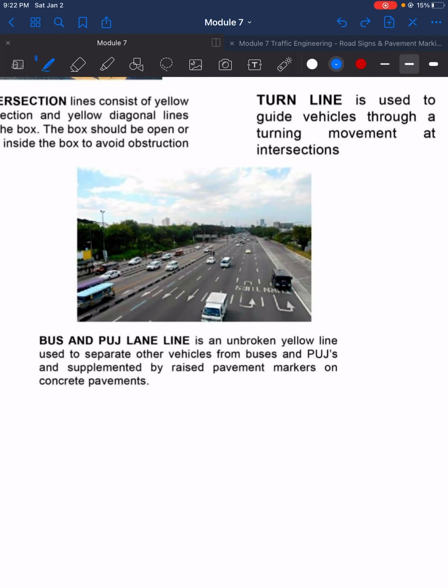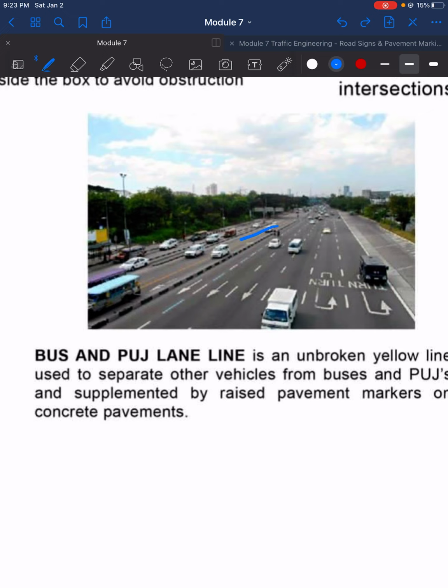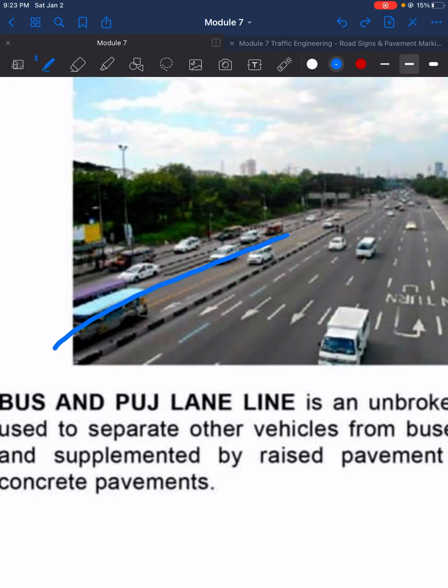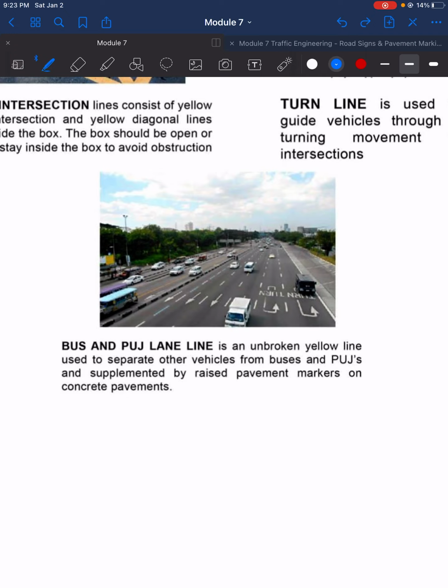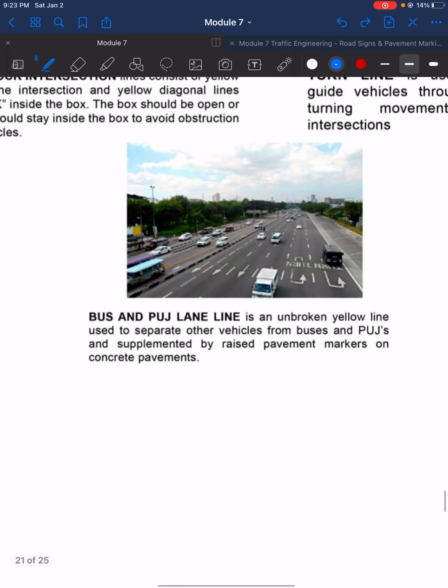Bus and PUJ lane line, or the bus and public utility jeepney lane line, is an unbroken yellow line used to separate other vehicles from buses and PUJs and supplemented by raised pavement markers on concrete pavements. Ito yung raised pavement markers natin, if you notice from the picture. And then yung bus and PUJ lane line natin is medyo malabo ito. So if you see the color yellow there, that is the bus and PUJ lane line. So dapat nandyan is the buses and PUJ lane line.